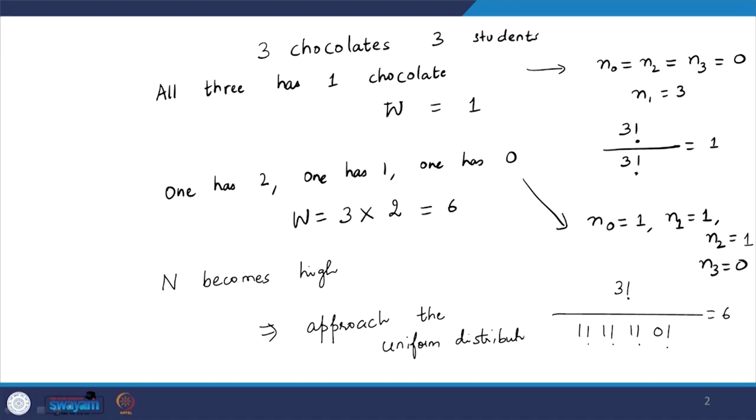And you can see why it has to be true, because let us say for example, if you have 100 students and you have 100 chocolates. Now, you may imagine that yes, it is very unlikely that all of them gets 1 chocolate, but it is also extremely unlikely, and it is more unlikely in the case of 100 students than compared to 3 students, that one student runs away with all the 100 chocolates. So, the distribution also becomes narrower as the number of students increases.